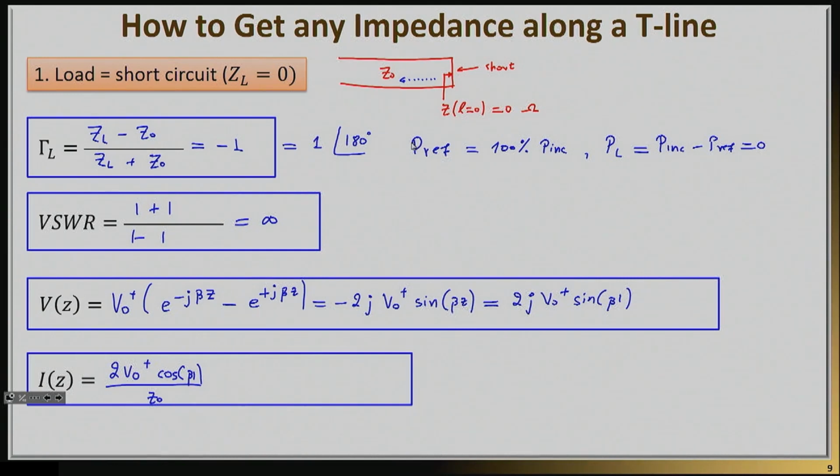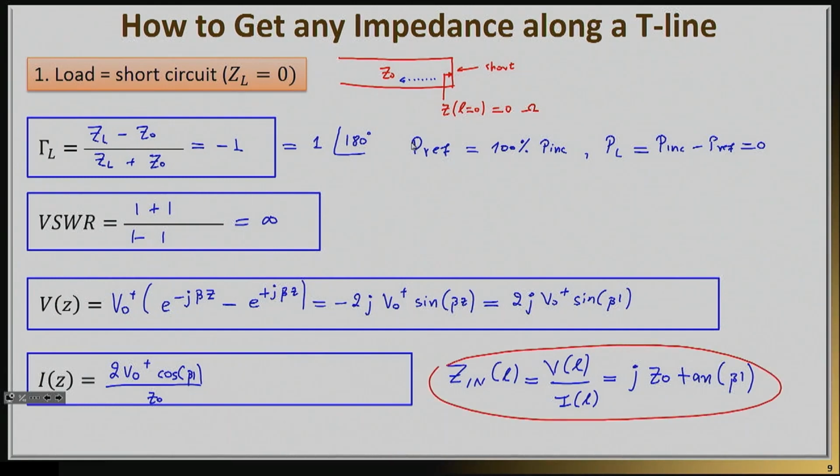So now if you divide V by I, you will basically get the input impedance as a function of L. So again, this is going to be the voltage divided by the current. And if you just look at that, it will be equal to j Z naught tangent beta L. So just by looking at this equation, you should know that my Z input can practically be any number I want, depending on what the number tangent beta L is.